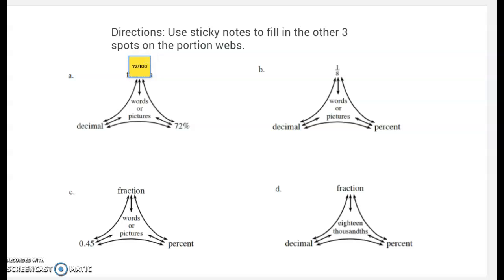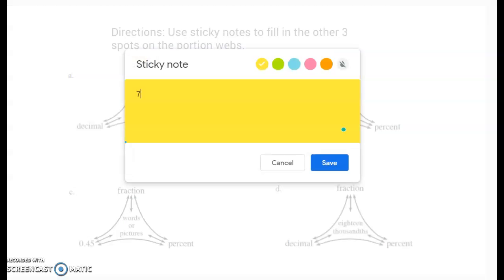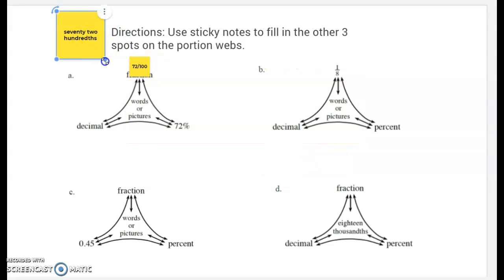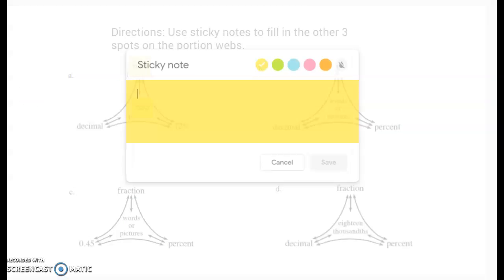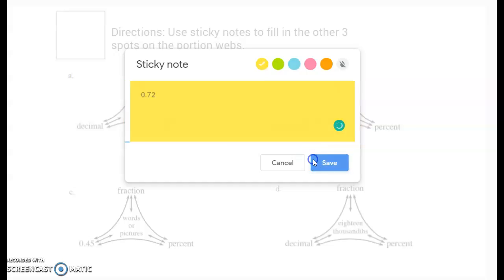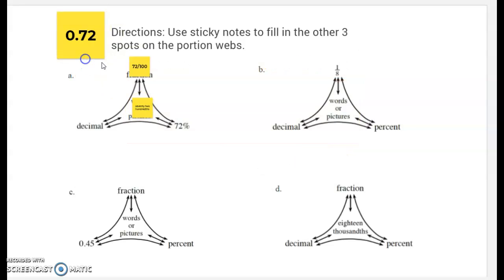I could say that as 72 hundredths. So that is how I will put it in words. And if I use my place value correctly, a 0 and 72 hundredths for my decimal. The 2 would be in the hundredth spot. And that would go as my decimal.